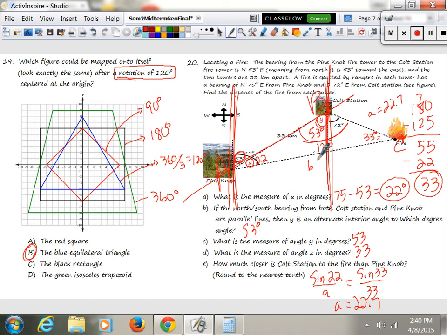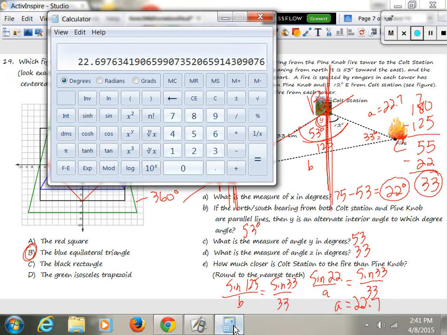Now little b is across from the 125 degree angle. So it's going to be the sine of 125 over little b equals the sine of 33 over 33. We've got to use the same one that we know. So let's plug that in. We're going to do 33 times sine of 125 equals, and then we're going to divide that by the sine of 33. Divided by sine of 33 equals 49.6. That is your b.